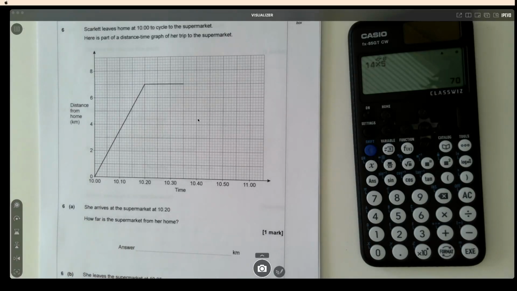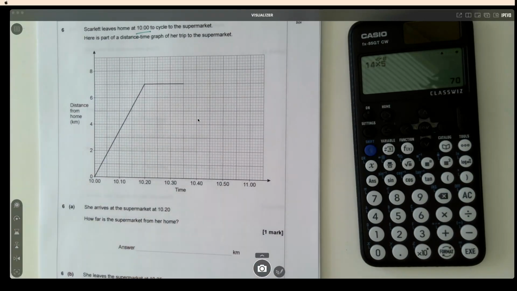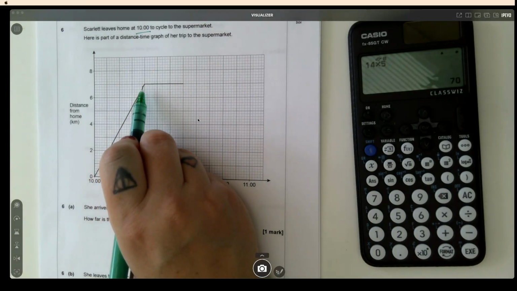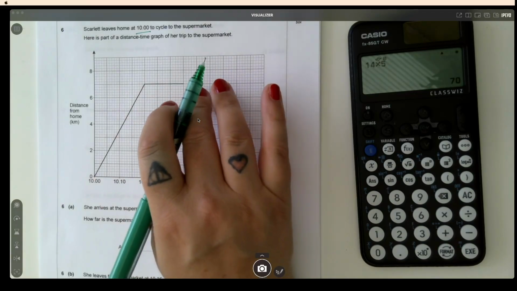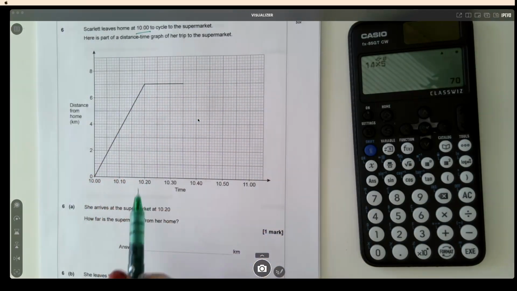Question 6. Scarlett leaves home at 10 o'clock in the morning to cycle to the supermarket. Here is a part of a distance time graph of her trip to the supermarket. So, started at 10 o'clock, travelled to the supermarket, stayed in the supermarket for a little amount of time, and then that's where the graph stops, because that horizontal line there means we're stationary, we've stopped.